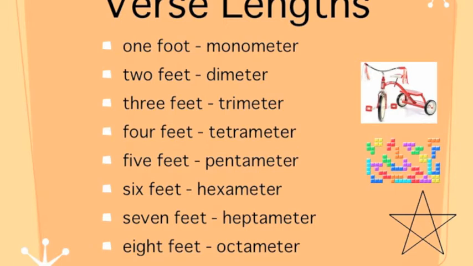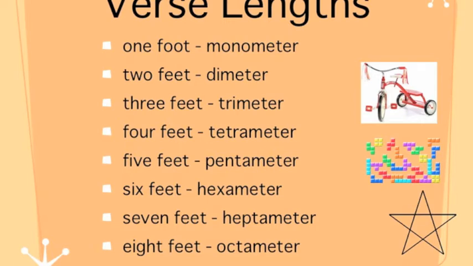You have 1 foot, monometer. Think of monotone when someone is speaking and not changing their pitch. 2 feet, dimeter. 3 feet, trimeter, like a tricycle, my picture on the right. 4 feet, tetrameter. Any Tetris fans out there? 4-sided blocks, trying to stack them. 5 feet, pentameter. That's the 5-sided star down in the corner there that appears on your palm if you've been bitten by a werewolf and you yourself are turning into a werewolf.